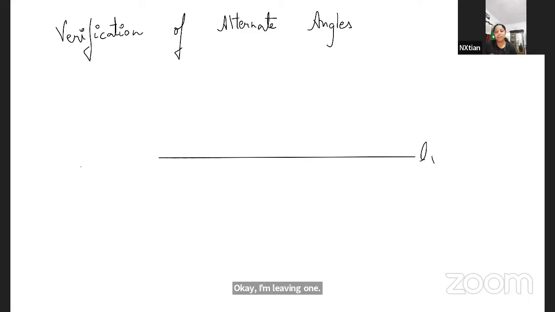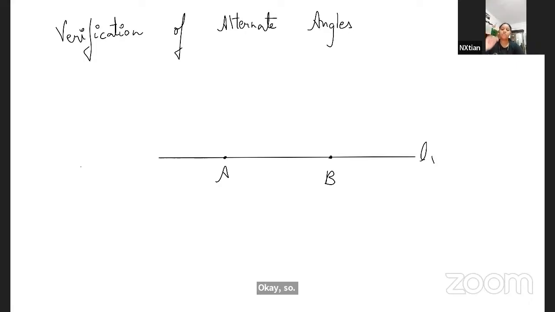Again, mark 2 points on it, A and B. Mark 2 points, point A and B, on this line L1. This is A and this is B. Done.